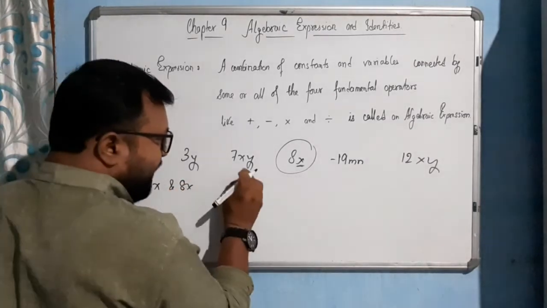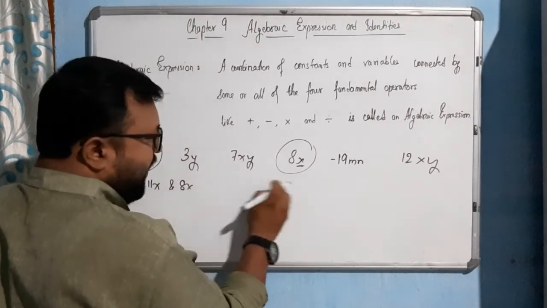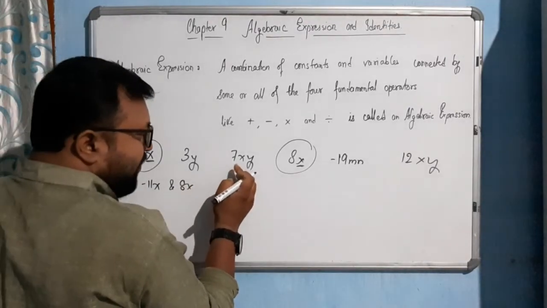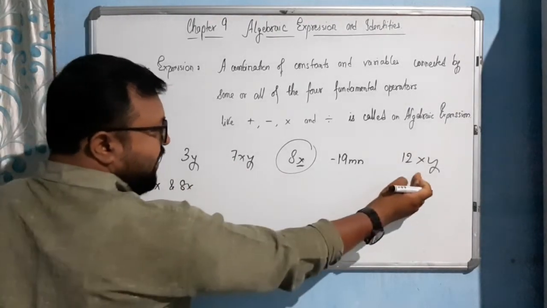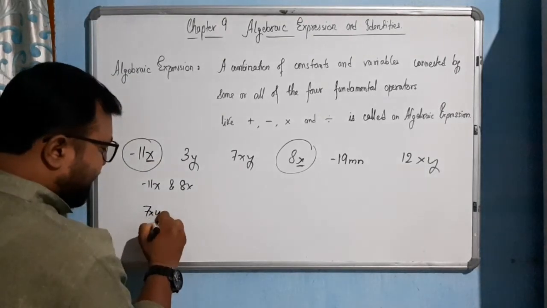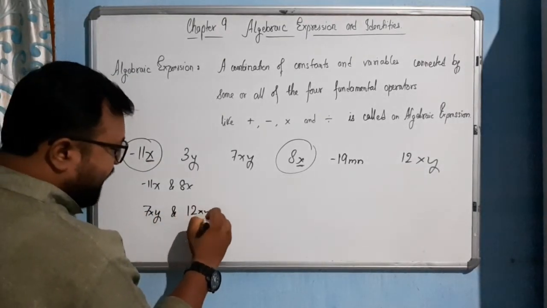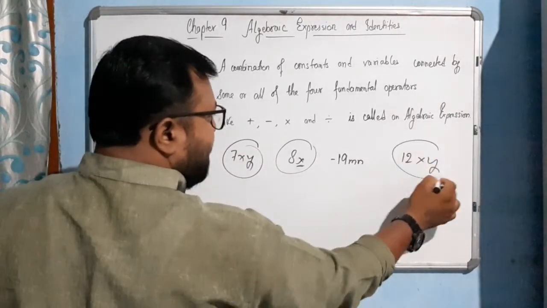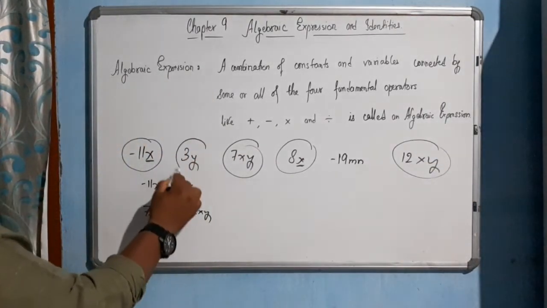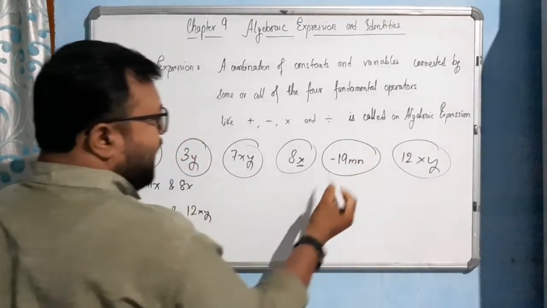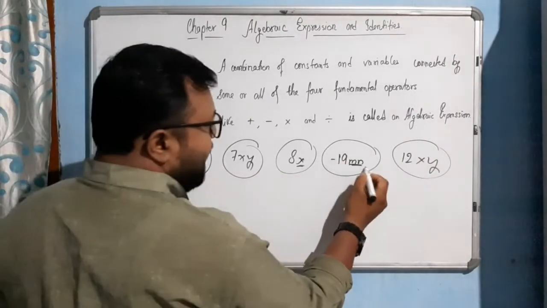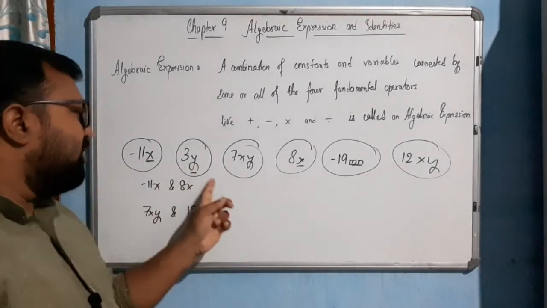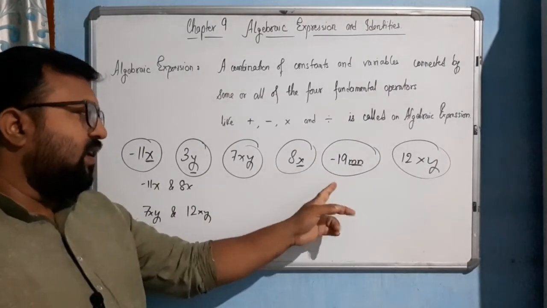Now in this case, 7xy, there is no y here; only in this expression xy is there. So 7xy and 12xy are like terms, this one and this one. But see these, 3y and minus 19mn. Here it is y, here it is mn. So these are 2 different variables, and these are known as unlike terms.